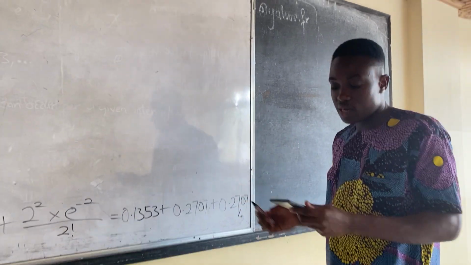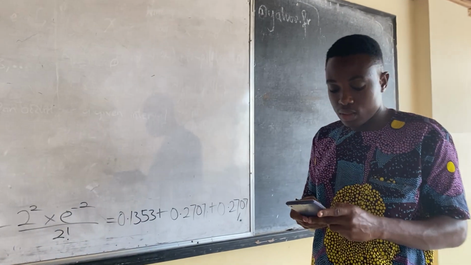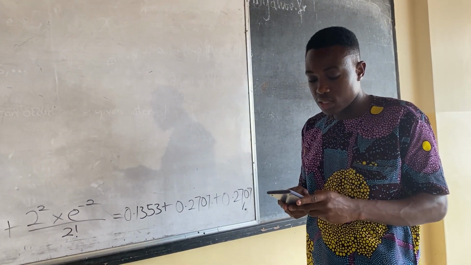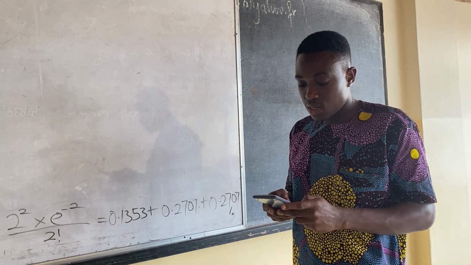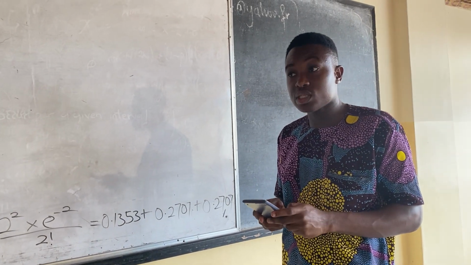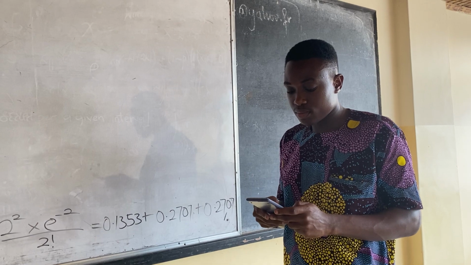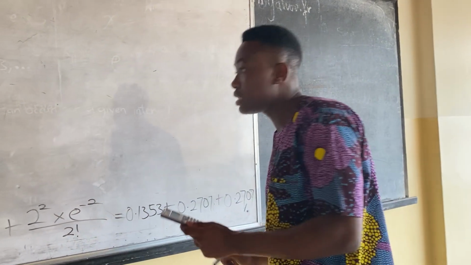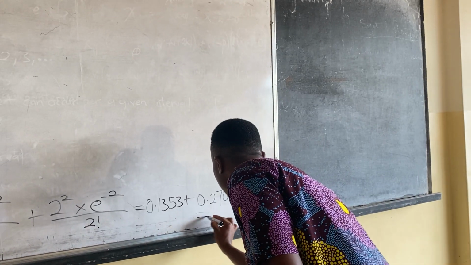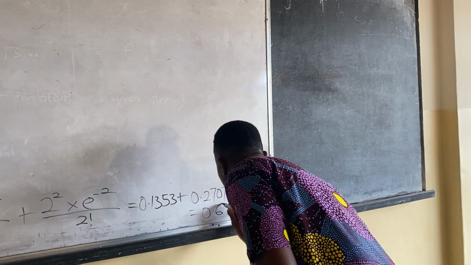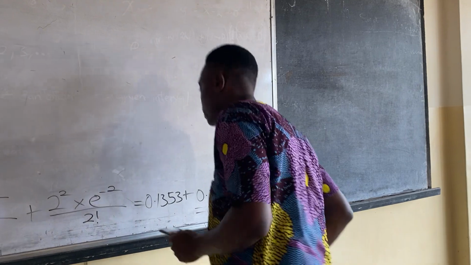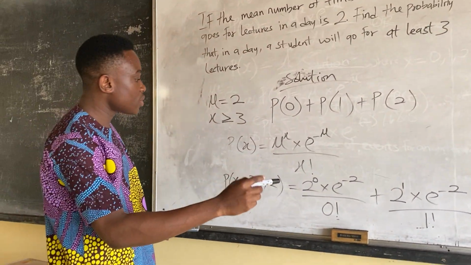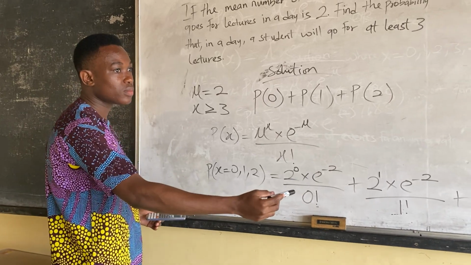Now adding the 3 values, 0.1353 plus 0.2707 and then another 0.2707, we have 0.6767. So that is what we get for summing the 3 events.